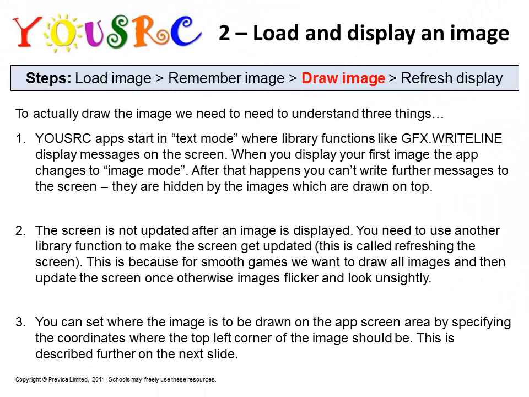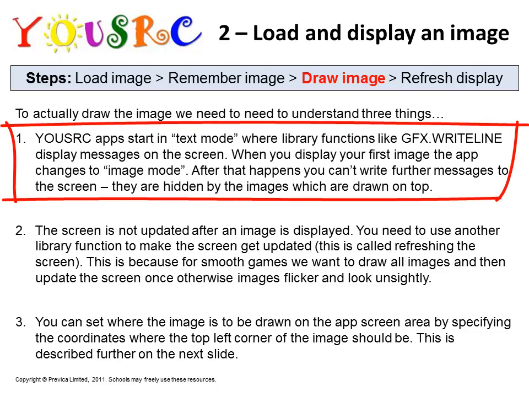Okay, so we've loaded our image and we know how to store its image number in a variable. It's now time to draw it and update the screen to show it. Before we do this, there are 3 things you should know. YOUSRC apps start in text mode, which allows you to easily display text using gfx.writeline. Once you display an image, it will go into graphics mode, which hides your text as the graphics are shown on top of the text. Once you display an image, you won't see any further text you write underneath the images.